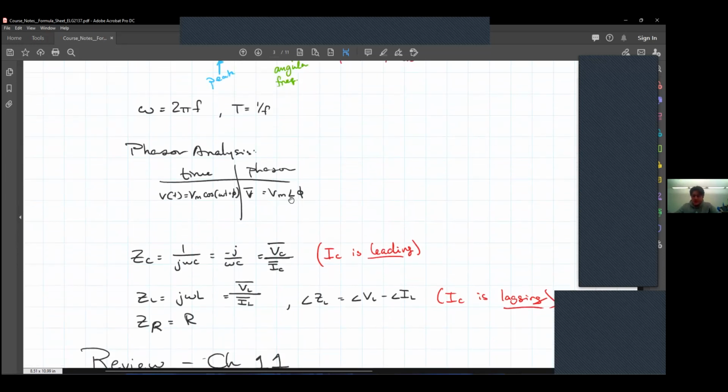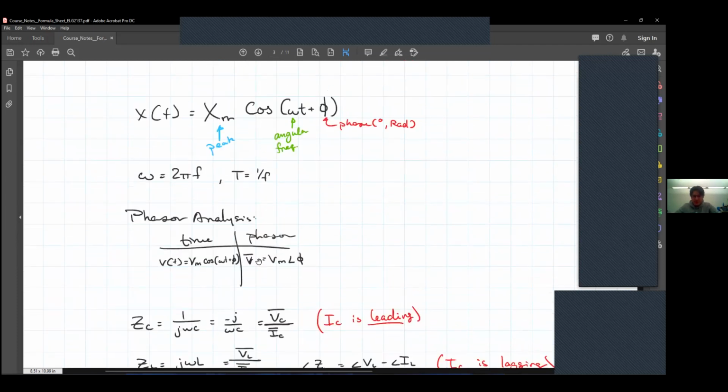So the conversion is actually pretty simple. You can just pull the values straight out of your function. So if you have V of t is equal to peak voltage, cosine of the angular frequency times time plus the phase, the phasor is simply the peak with an angle shift of the phase shift.